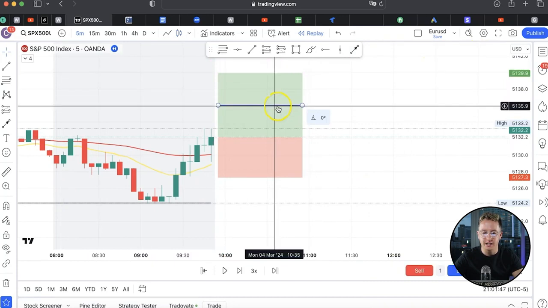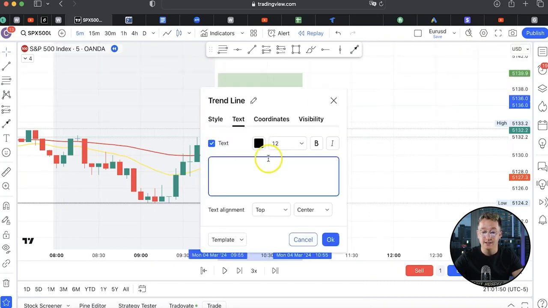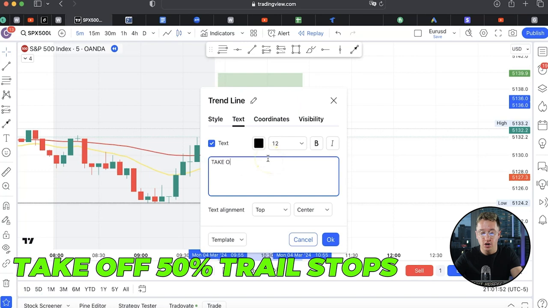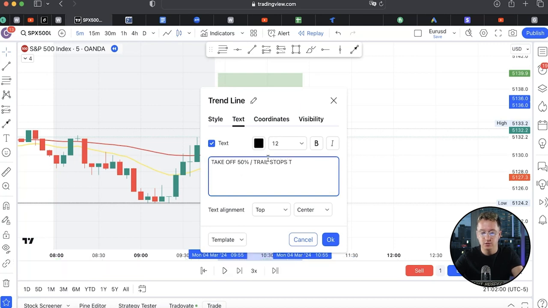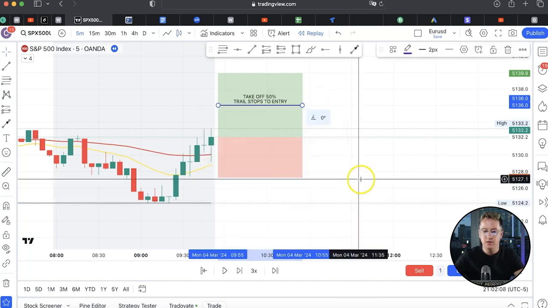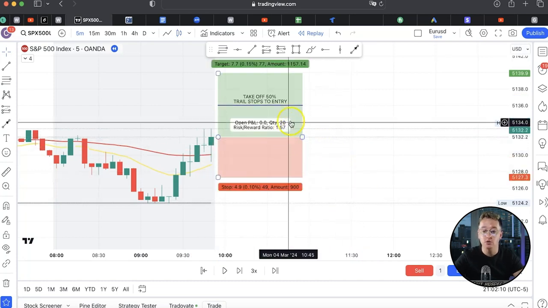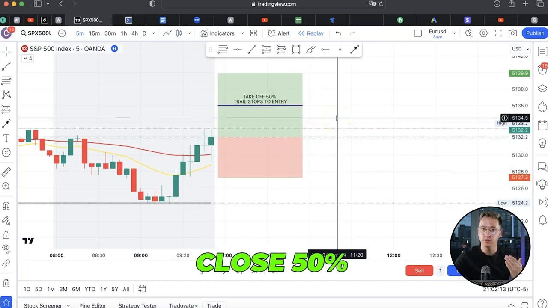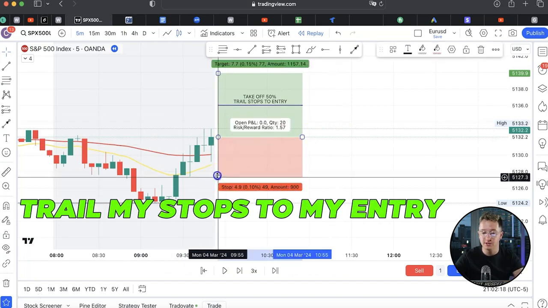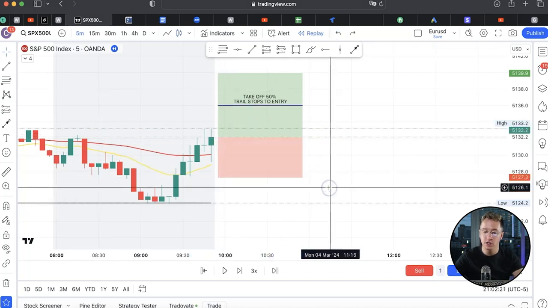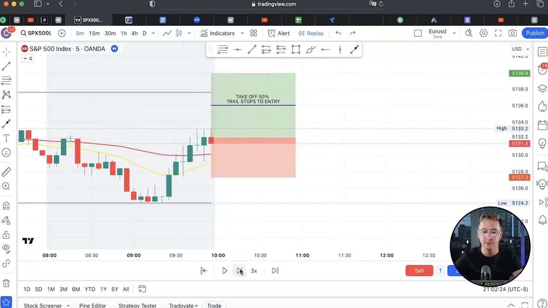And I like to go right here, grab my tool, and type in: take off 50%, trail stops to entry. So we can see once price goes and hits this point, I'm going to close 50% of my position, and I'm also going to trail my stops to my entry. So let's go and watch what price does, and we'll see when it hits that 50% point.